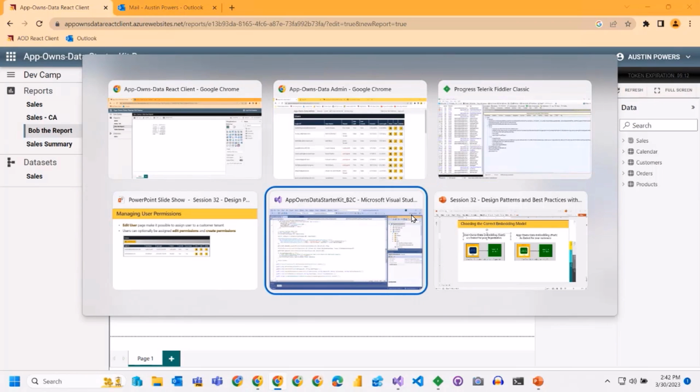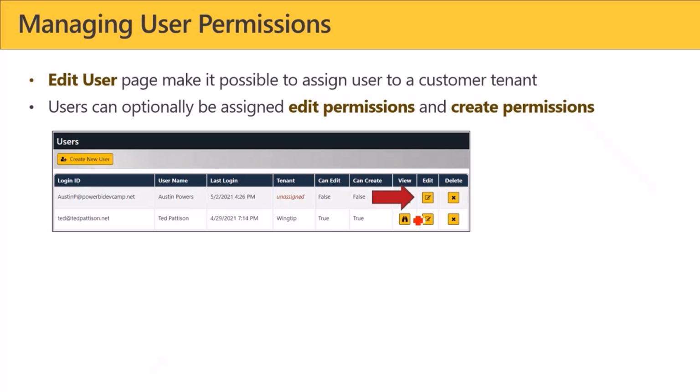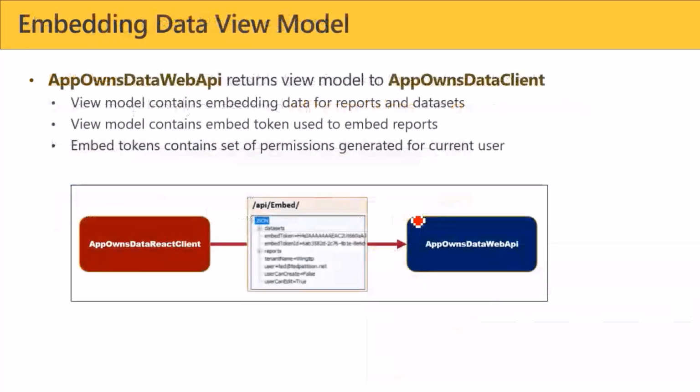Okay, let's see where we are, Scott. So we talked about managing these user permissions. And we talked about how the back end is creating a view model that has the embed token that dictates what reports that user can see and what reports the user can customize and save changes back to. And the embed token also specifies whether the user can create new reports in a particular workspace.